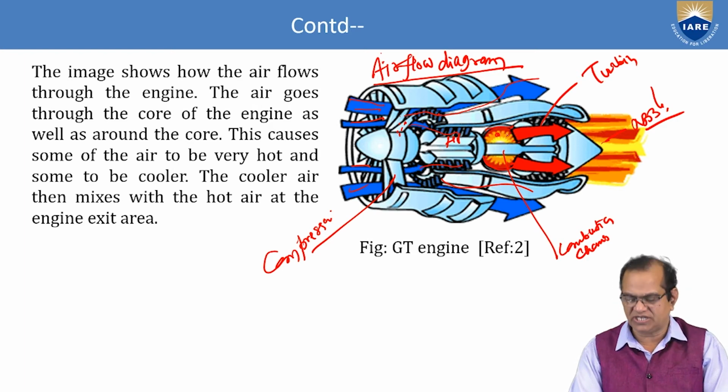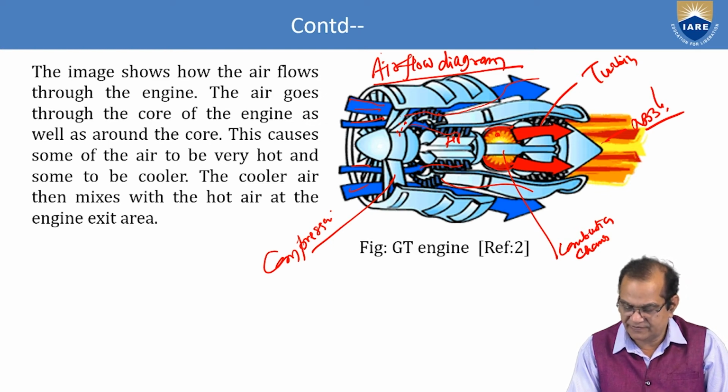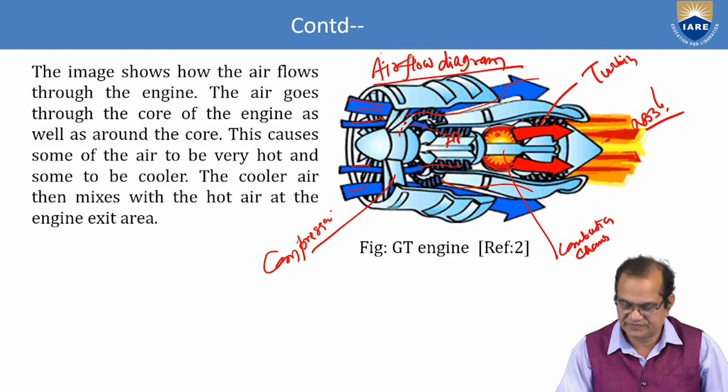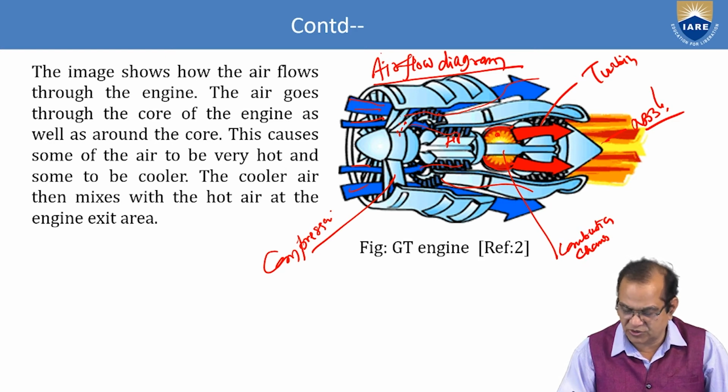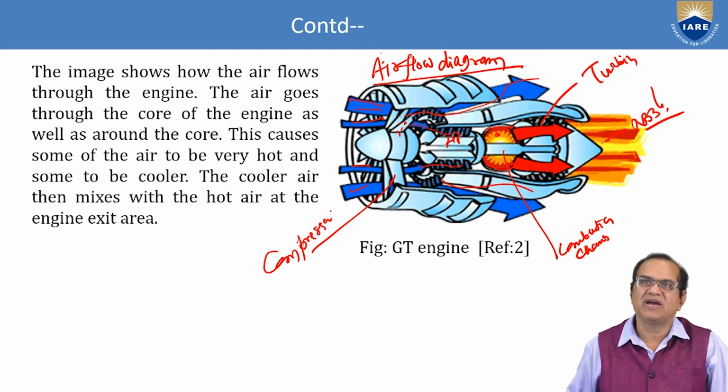The temperature and pressure of the air are increased. This goes to the turbines here. In the turbine, the temperature is reduced, the pressure is also reduced, and expansion is taking place and work is done. So this is the principle of a gas turbine engine.